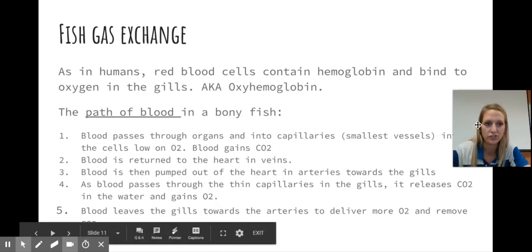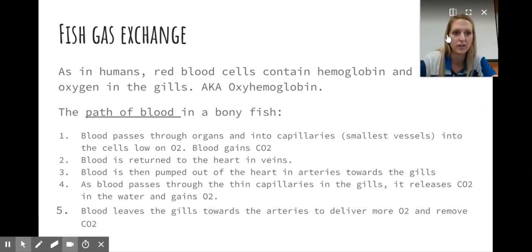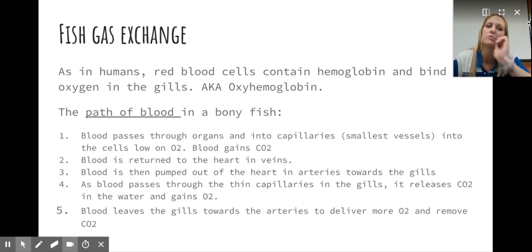Okay, fish gas exchange. So they have a protein called oxyhemoglobin, or sometimes it's even myoglobin. It's really similar to hemoglobin. It's also red, and because it's red, it's because it has iron. The iron will attract oxygen, and so that will help carry oxygen to the cells.